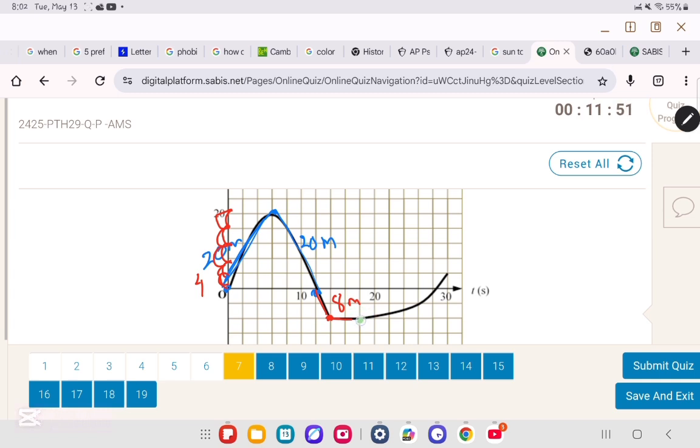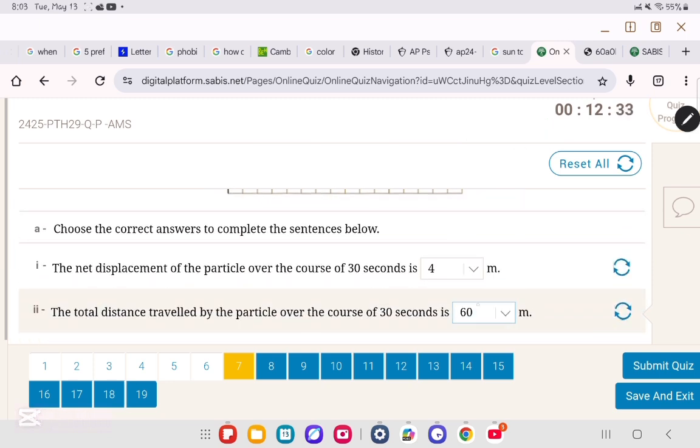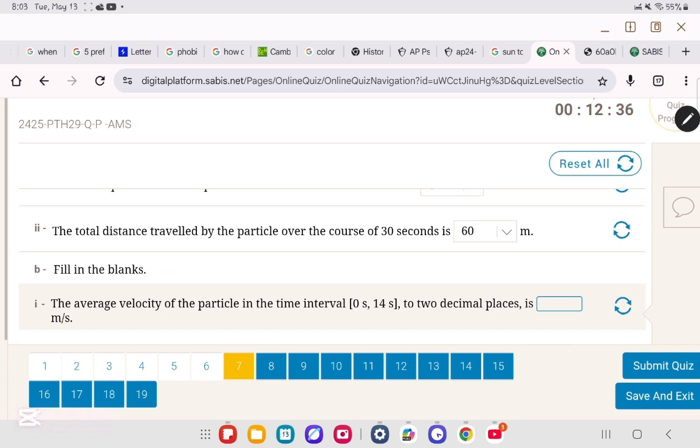Okay. Then from here all the way till here. So it's going to be from this position over here, which we can say is minus 8, and this position over here, which we can say is 4. So the total distance is 4 minus 8, which is 12 meters. So now we have what? We have 20 meters up plus 20 meters down plus 8 meters down plus what? Plus 12 meters up. You will add them all together to get a total distance of 60. Okay, so 60 meters.